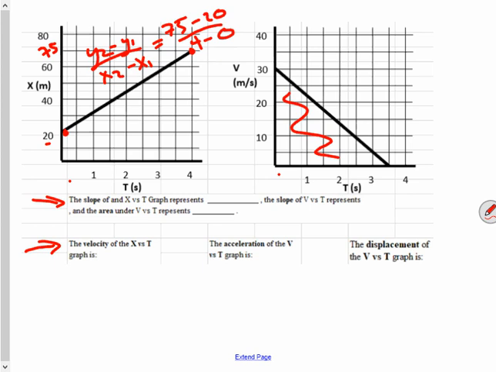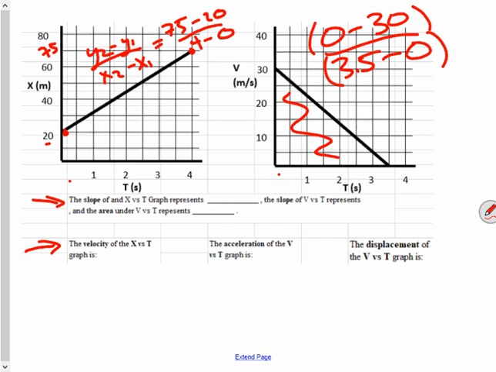The next one is talking about acceleration, the acceleration of the v versus t graph. Again, acceleration is the slope for a v versus t graph. So we're going to do y2 minus y1 again. y2 is 0. y1 is 30. x2 is 3.5. And x1 is going to be 0. All right. You'll calculate that out. You should get a negative slope, obviously, because it's going down.